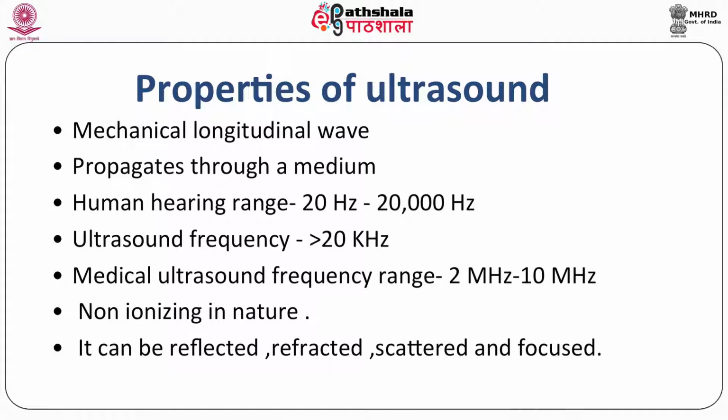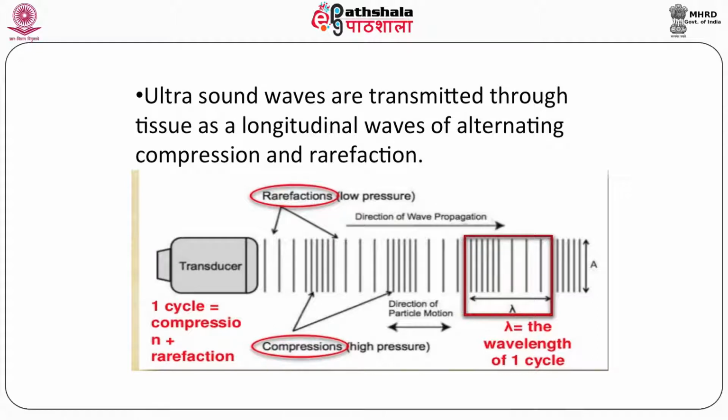wavelength, the space between two consecutive compressions or two consecutive rarefactions, as in this figure, is called wavelength. The frequency is the number of oscillations per unit time. Time period is the time taken for one complete oscillation in the density of the medium, of the sound wave. The amplitude is the magnitude of maximum displacement in the medium on either side of the mean value.